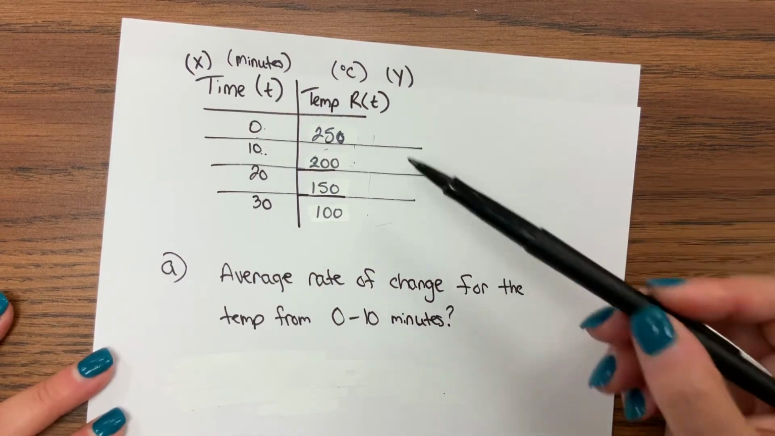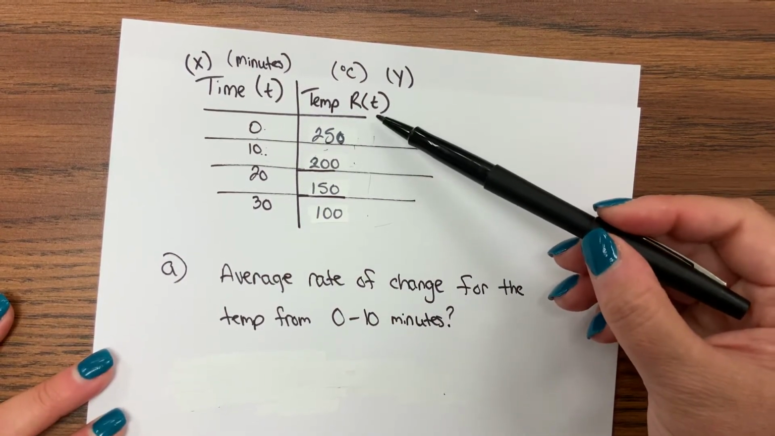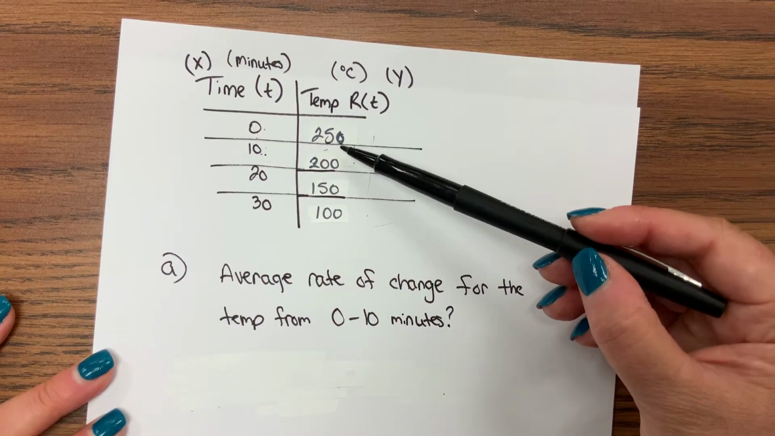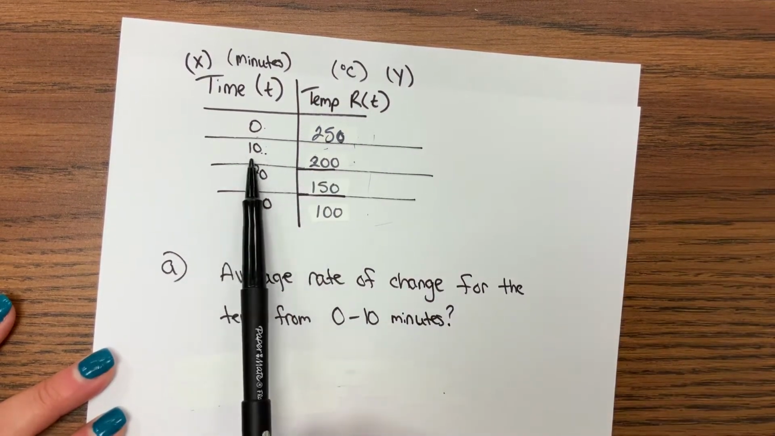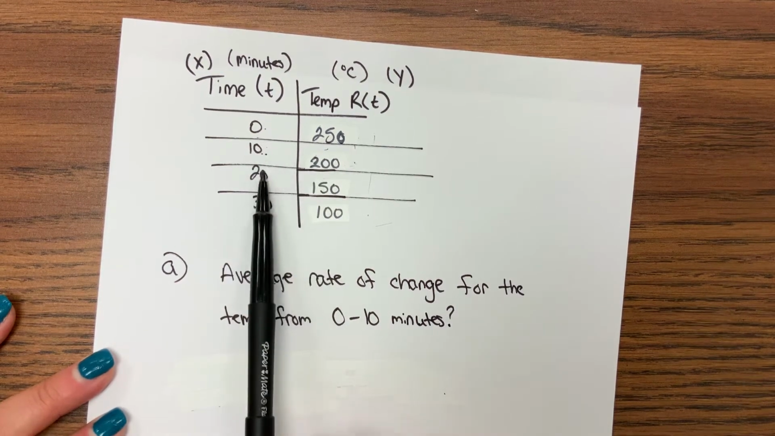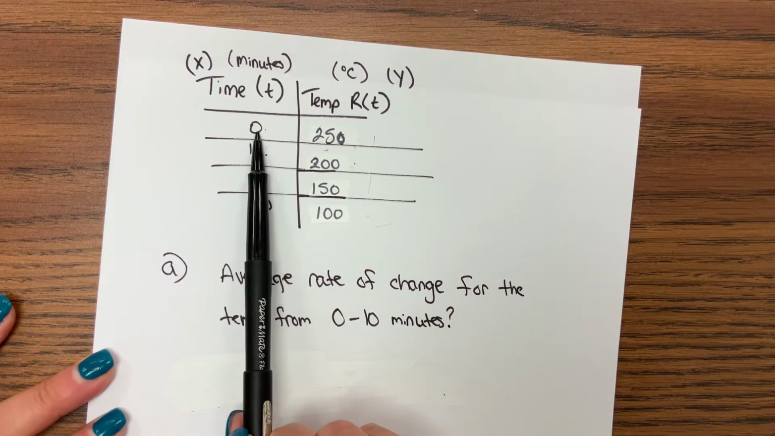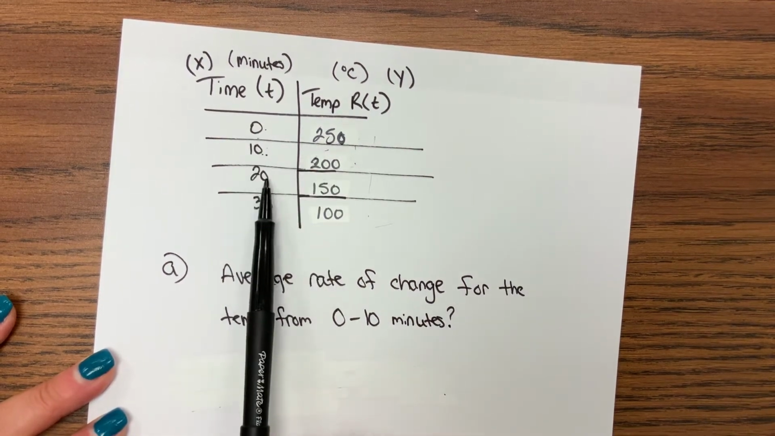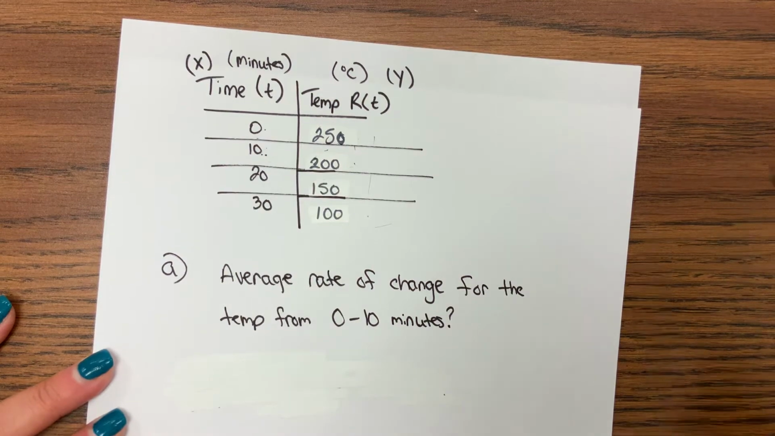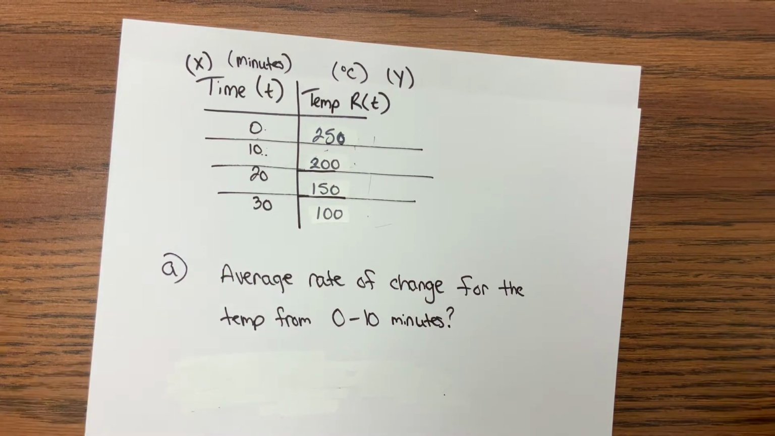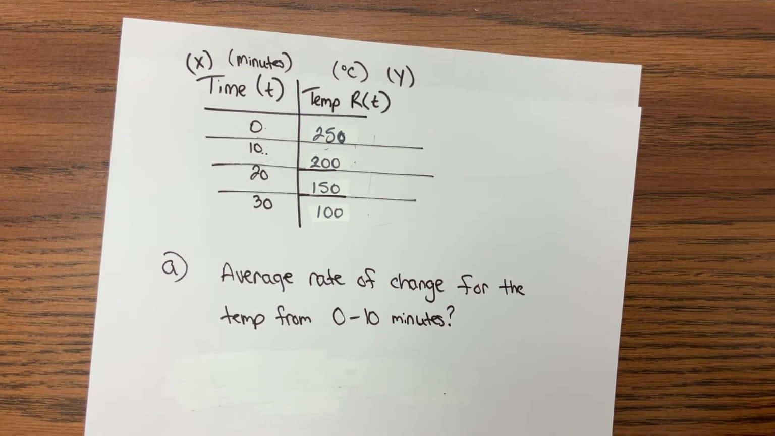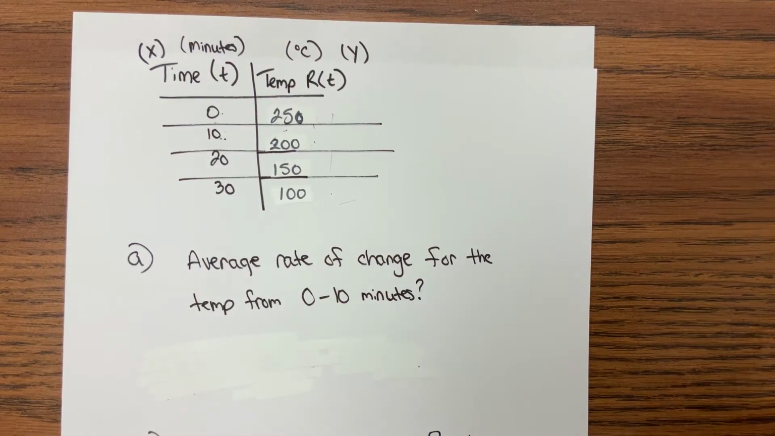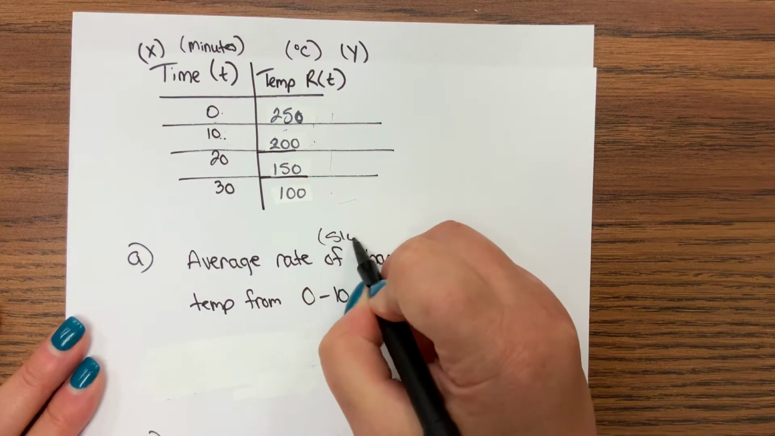So what's going on here is they've cooked a roast, and what they're doing is they're logging the times and the temp of what's happening to the roast the longer it's out. So when it was just out of the oven, this is when it was at its hottest. And then as the time goes on, the temperature drops because it's getting cooler. So what we're trying to find on this problem is just rate of change, finding slope. Remember, rate of change is slope.